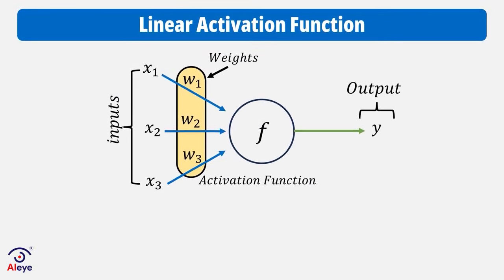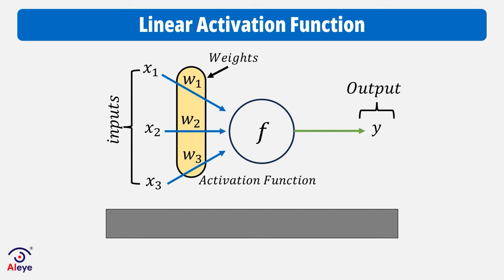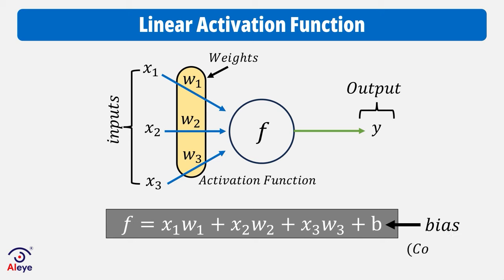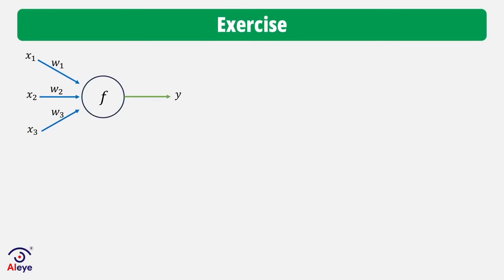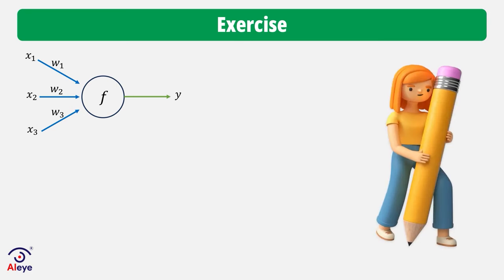Activation function. This example shows how to use the activation function to determine the output using the inputs and the weights. For simplicity, here we consider a linear activation function. In the function, B is a constant. It is called the bias. Now let's do an exercise to determine the output of a neuron.